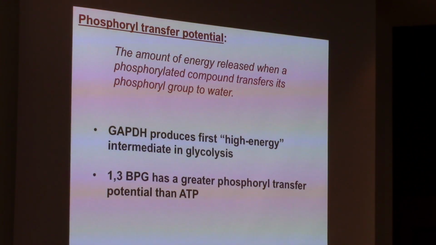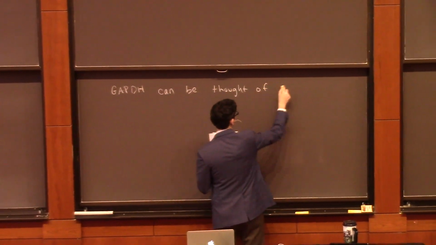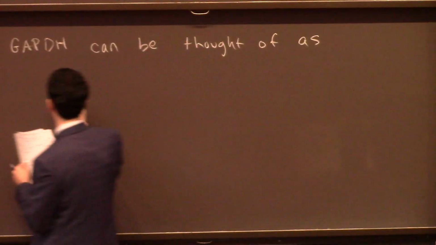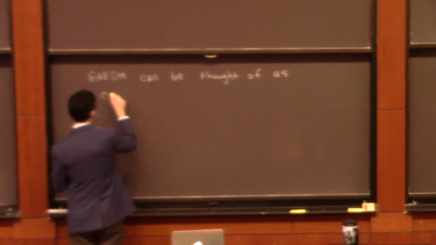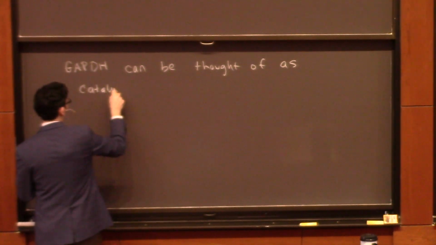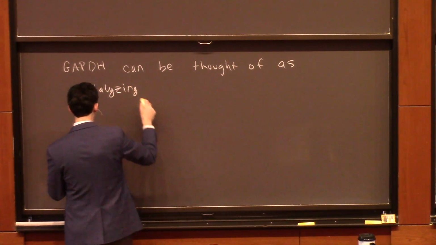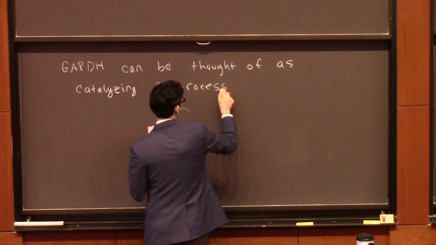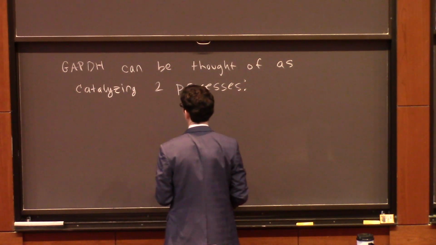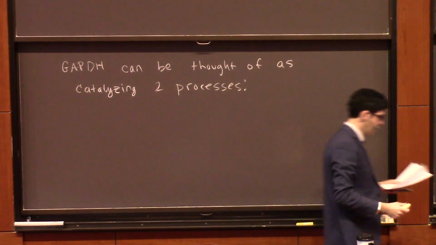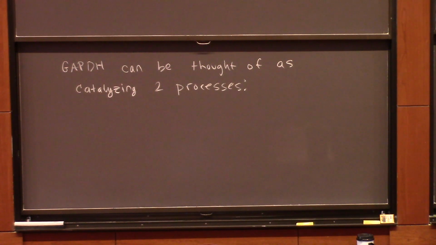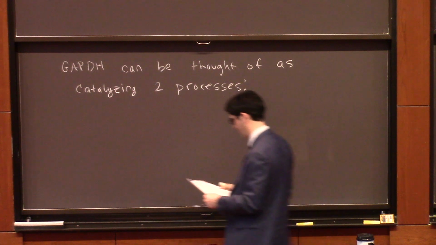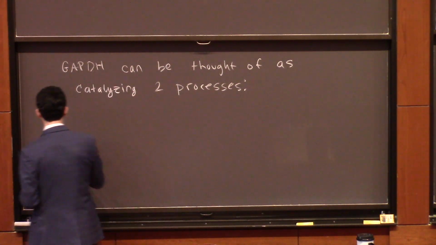I told you that GAP-DH is really catalyzing two different types of things. The first thing that it's catalyzing is an oxidation reaction, and the second thing is acyl phosphate formation. So we can think of the GAP-DH reaction as catalyzing two different processes. The first process is going to be the oxidation, and the second one is going to be the acyl phosphate formation. So I'm going to draw each of those out for you.